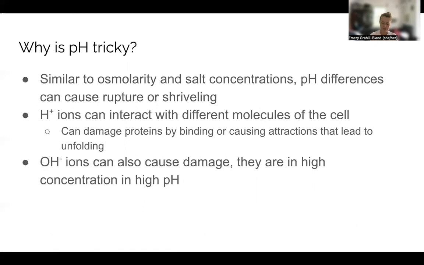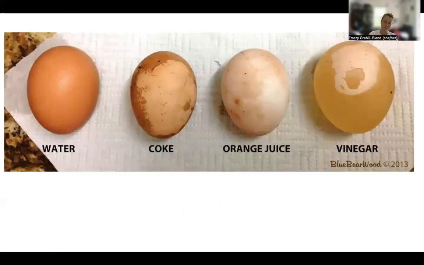So if you have a really acidic solution and a protein that has a bunch of negative charges, the negative charges are going to be attracted to those positive charges in the water, and the protein might unfold. OH ions can also cause damage in a similar way, and they're high in concentration when you have high pH.